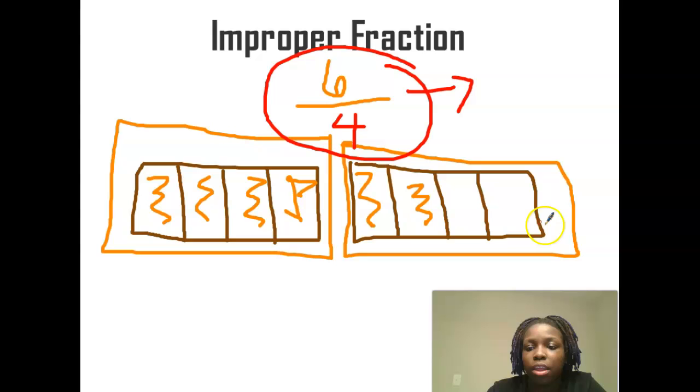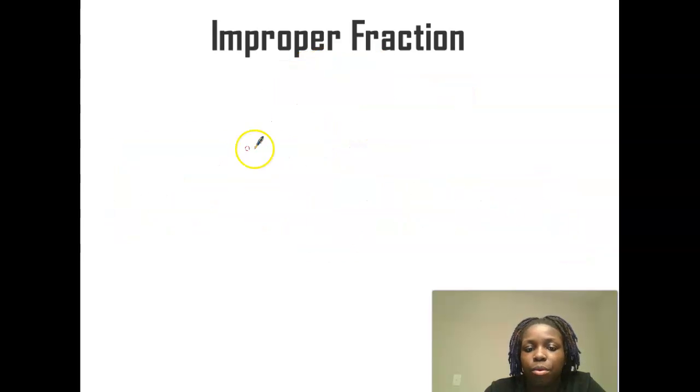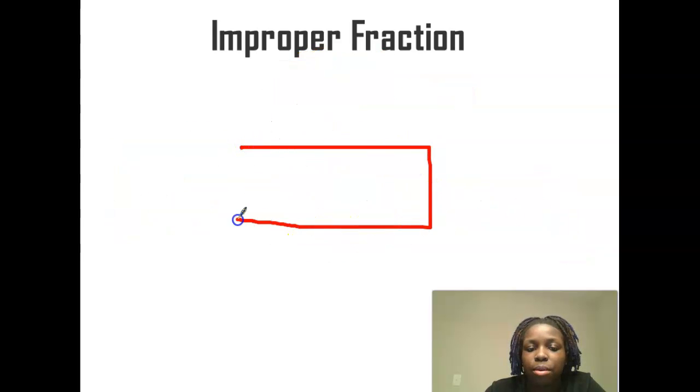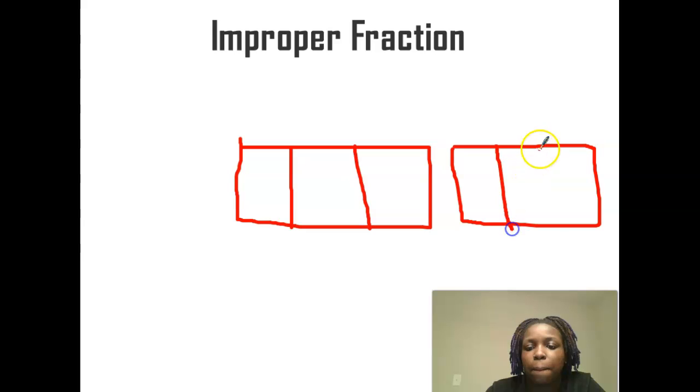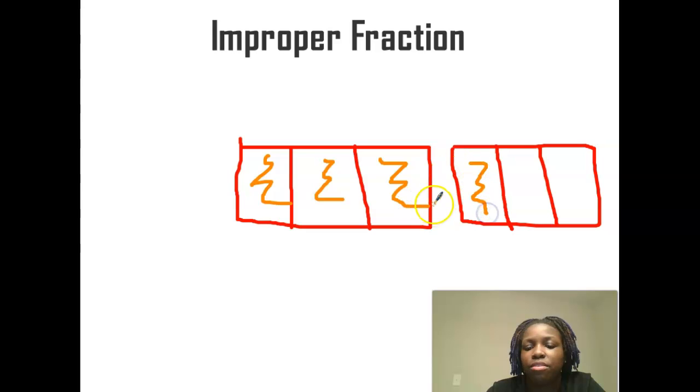All right, can you tell me what this improper fraction is? All right, I'm shading them in. What is that improper fraction? Great job. So there are 4 shaded, so 4. And then there are 3 in each section, so 4/3.